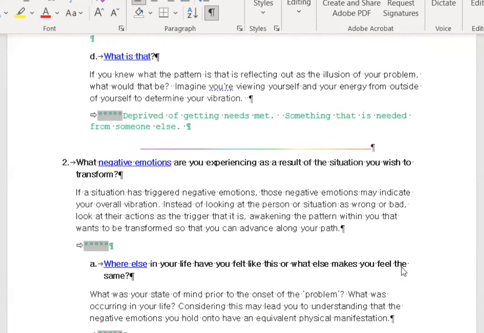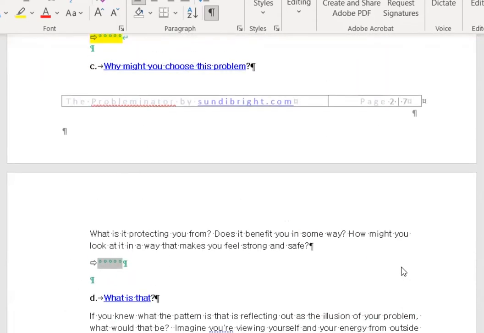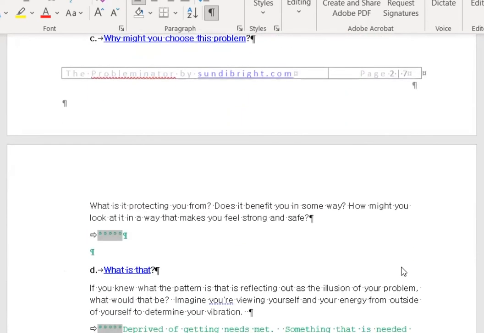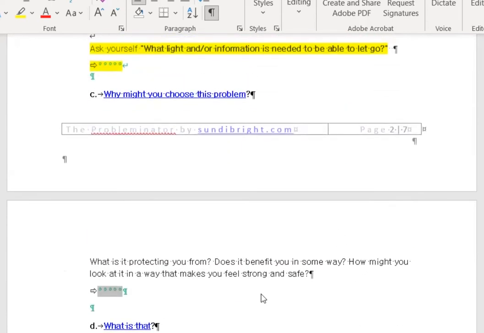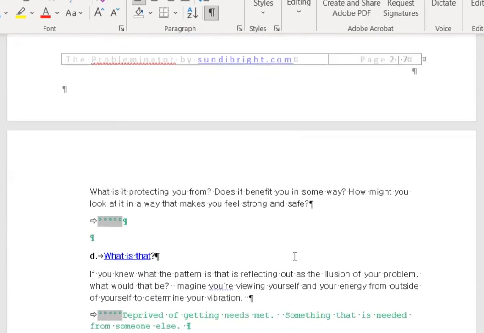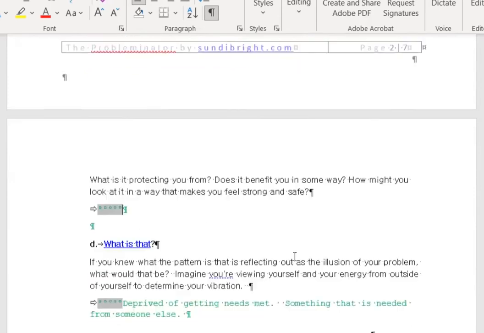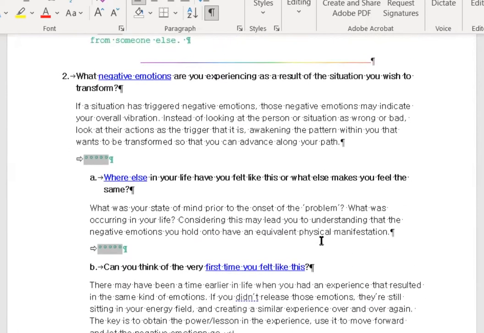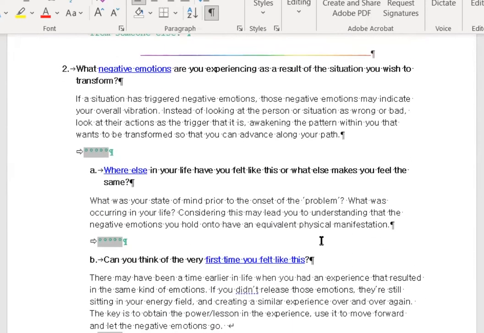Let's share and see where we're at with this. I think we're going to have to skip "why would you choose this," unless you feel like you want to talk about why you might choose this problem. Sometimes we do just skip them if they're irrelevant. Okay. They're just questions that you have to ask yourself sometimes to get to the bottom of things, and they're not always relevant. You don't have to answer every single question.